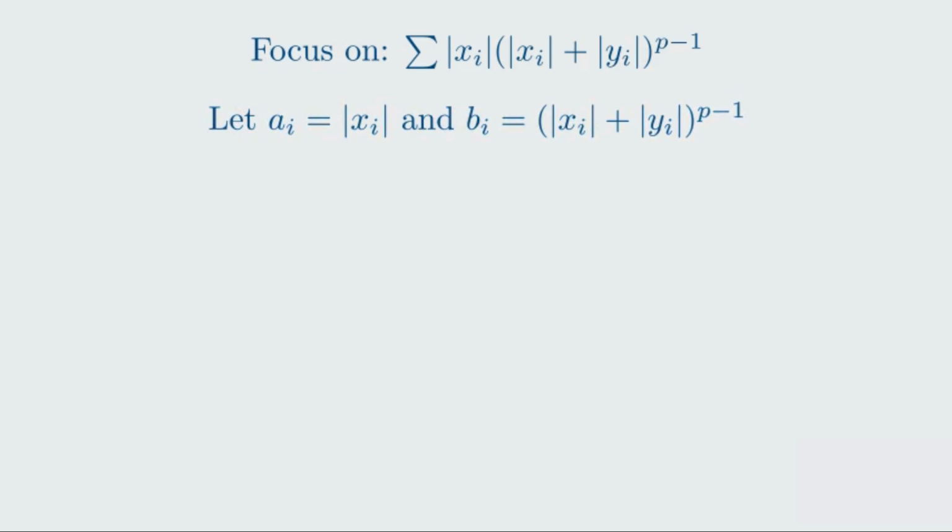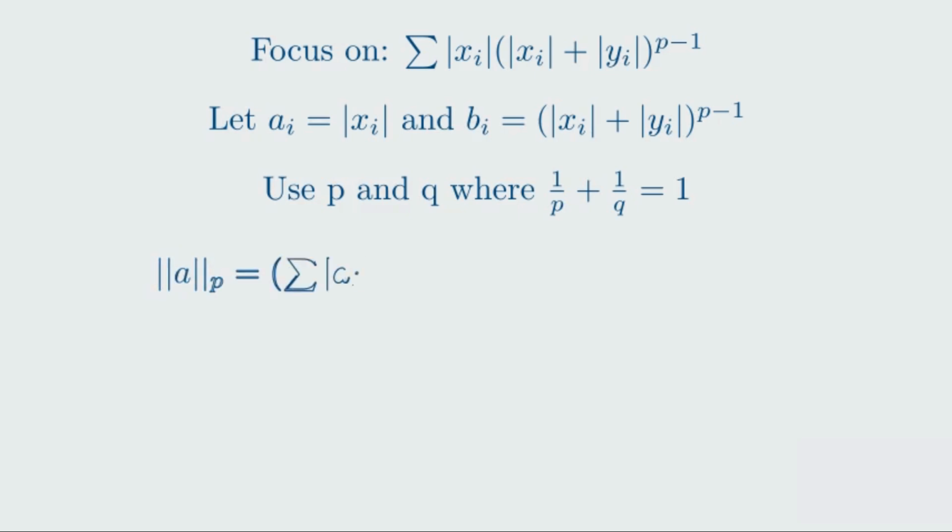We also need to choose the correct conjugate exponents, p and q. We already have a p in our expression, so let's stick with that p. We'll use our original p and its conjugate exponent q, which satisfies the relationship 1/p + 1/q = 1. Now, let's apply the inequality to the p norm of a and the q norm of b. The p norm of our a sequence is the sum of |x_i|^p, all raised to the power of 1/p. This is exactly the p norm of x.